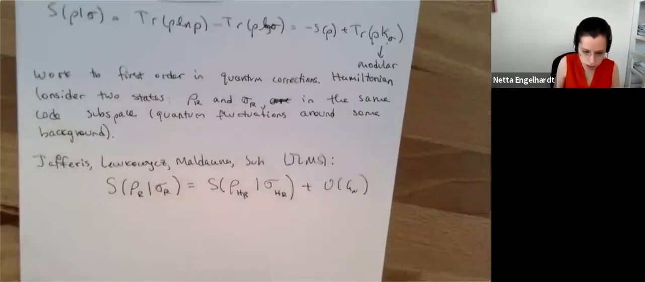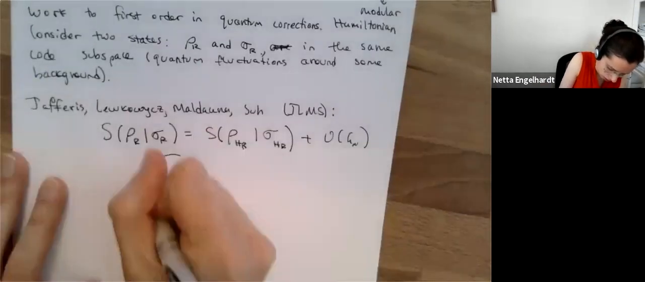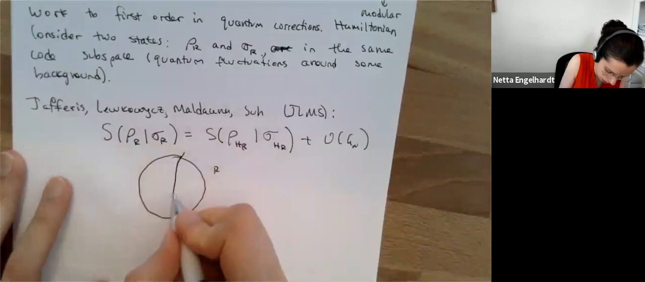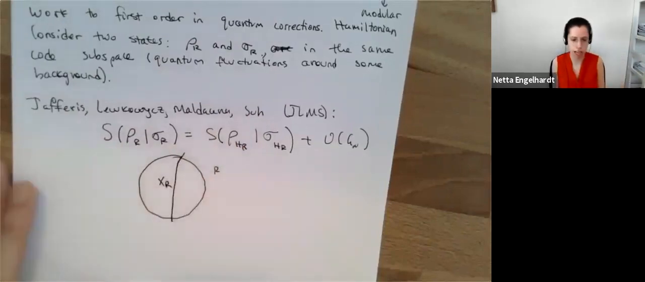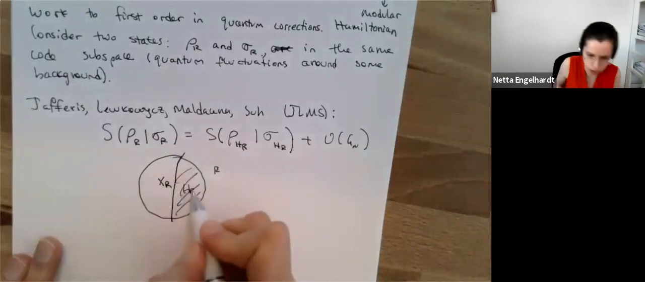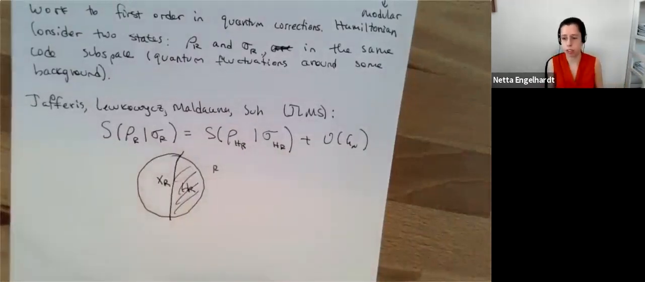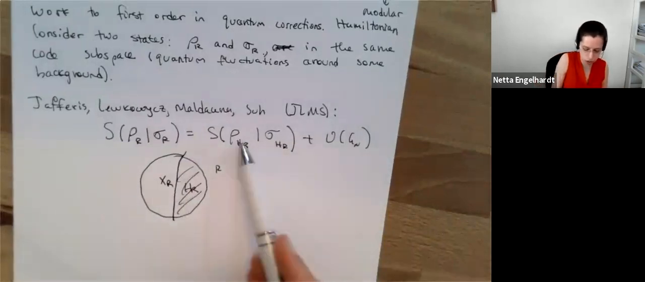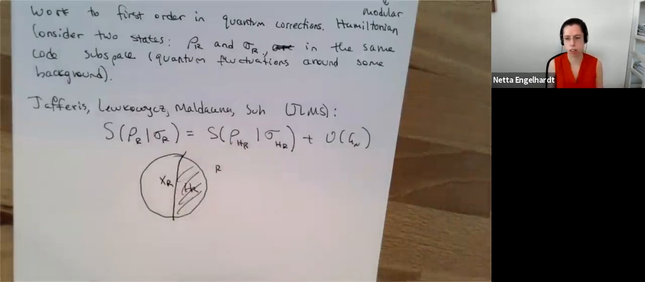So pictorially, we have some region R. This is our classical extremal surface XR. This is HR. Okay, so this is just some homology hypersurface. It doesn't have to be static. We can be looking at some time-dependent case. It's just a homology hypersurface. And these two density matrices are defined on this homology hypersurface.